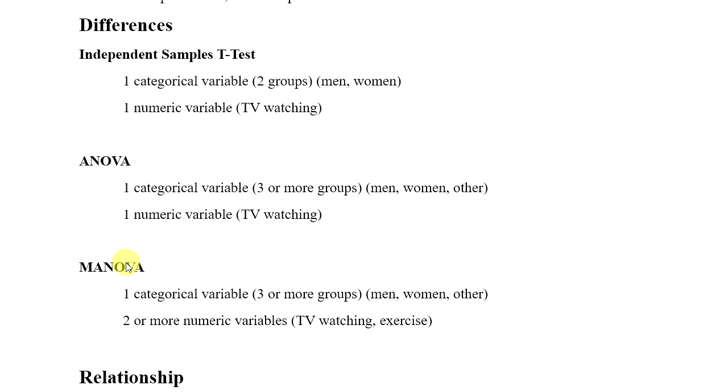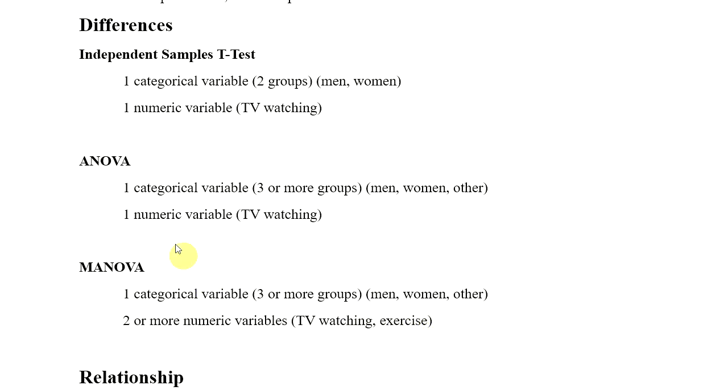Now the MANOVA is also trying to tell if there is a difference. You do normally have three or more groups. You can occasionally get away with two groups, but in general, you really are looking for three or more groups. So once again, we've got our three groups, men, women, other, and we've got this time two or more numeric variables, so TV watching and exercise, where exercise is the number of hours per week someone exercises.